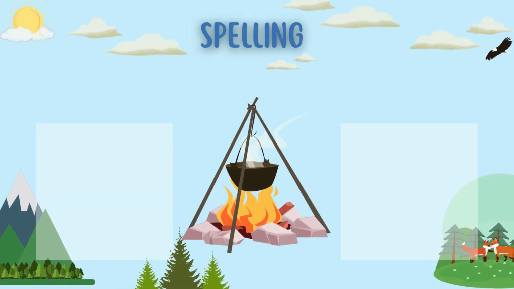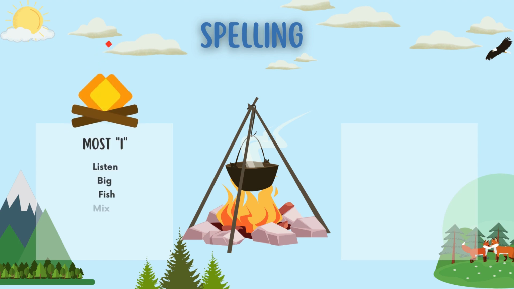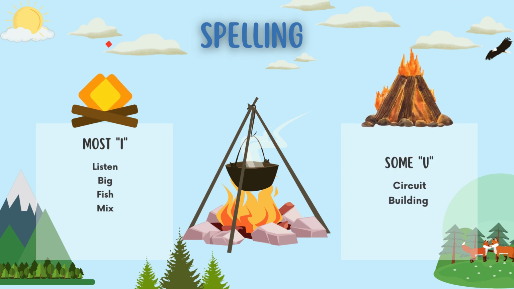The spelling is not that hard, but there are some things to pay attention to. First, most of the words written with I are pronounced with the short I. For example, listen, big, fish, mix. Some words are written with U, for example, circuit, building.